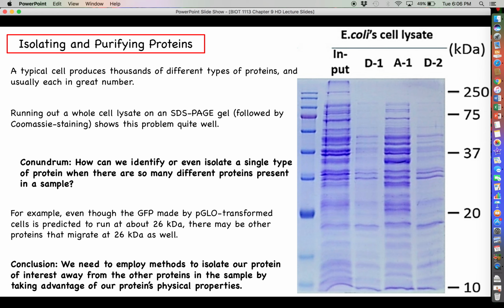But the good news is that it is absolutely possible to employ a number of different techniques and methods to purify and isolate our protein away from all those other proteins. And what we're going to end up doing is taking advantage of what we know about our protein of interest in terms of its physical properties, such as its size, how many amino acids it contains, its electrical properties, what's its isoelectric point, how hydrophilic or hydrophobic it is, what sorts of molecules it likes to interact with. So the more we know about our protein of interest, the easier a time we're going to have purifying it.